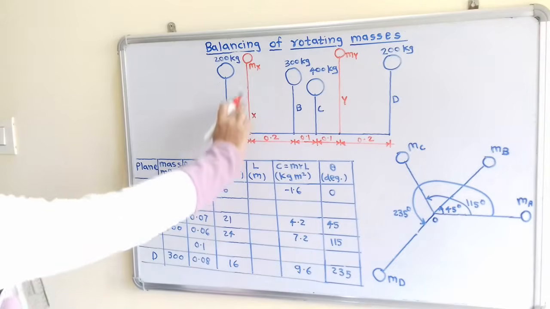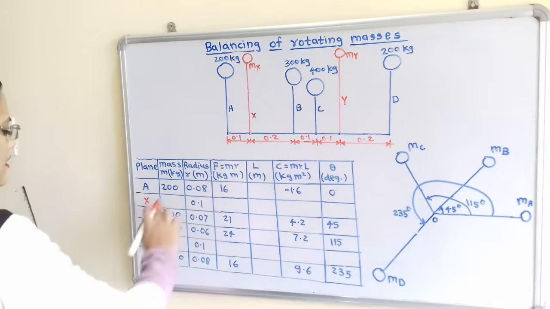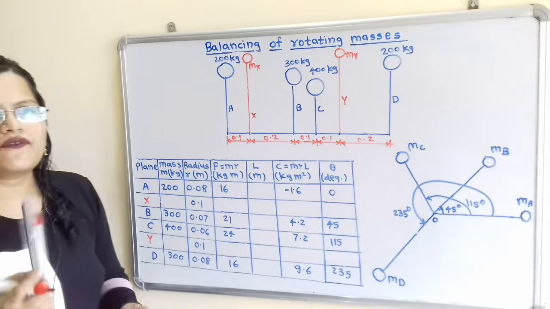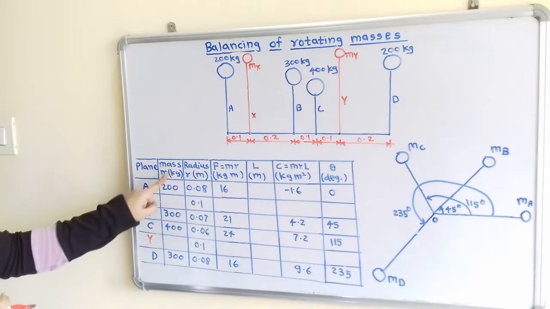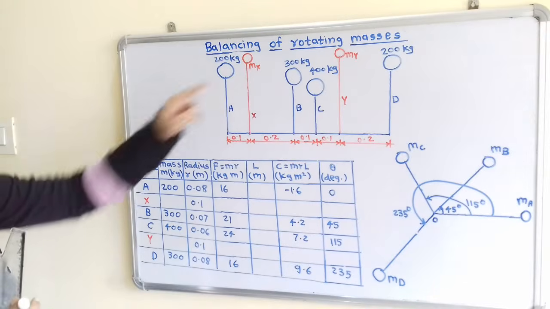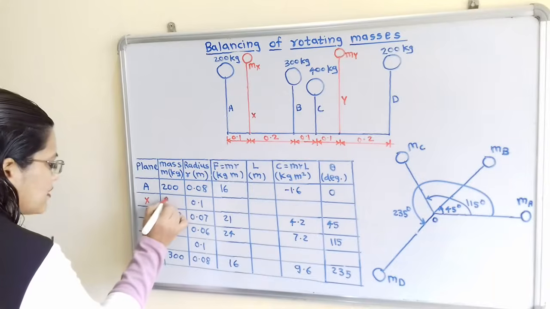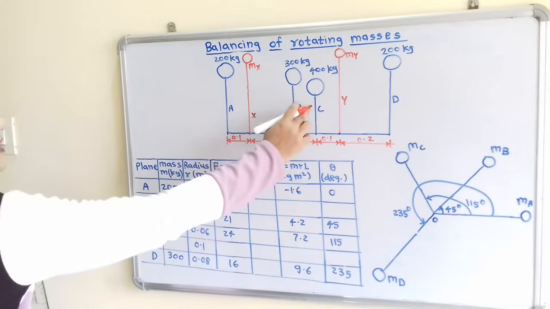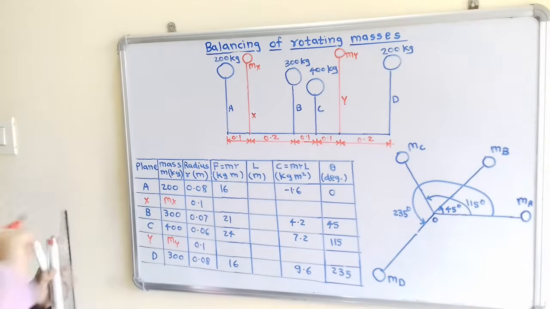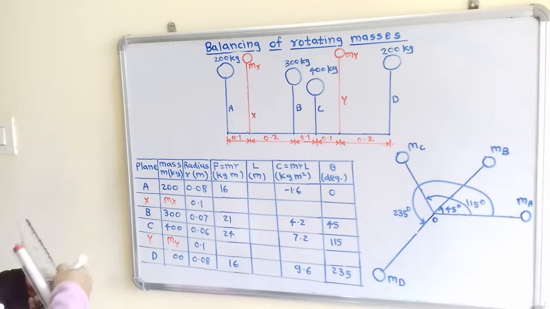Because this mass is unknown, I will mention it here with a red marker. Then after B and C it's Y, and then the last one is D. Now we will mention the mass, M in kilogram. For A it is 200 kilogram. Then for X plane the mass is unknown, so I will write here mx, then it is 300, 400, then my and then 300. Here is 200 kilogram. So at D it is 200 kilogram.